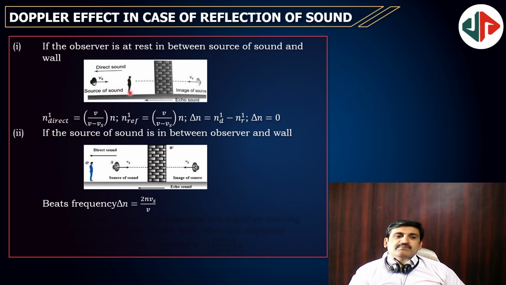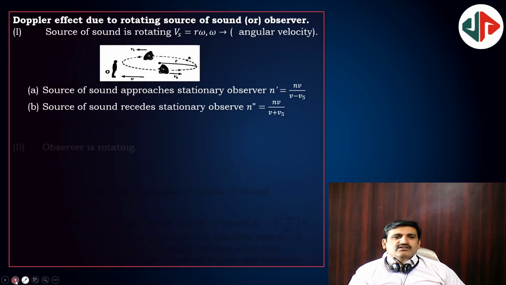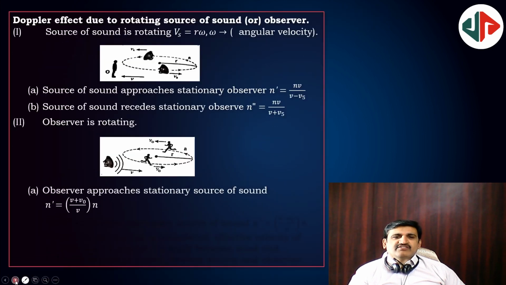This must be kept in mind, because whenever the source is moving towards the wall, the wall should get increased frequency and the person should get decreased frequency, then only you are going to have a Doppler effect. And for this also, change in frequency is 2nVs by V. Next, Doppler's effect in case of revolving things.